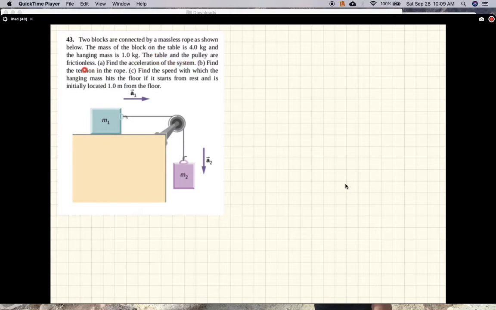The table and the pulley are frictionless. Find the acceleration of the system, find the tension in the ropes, and find the speed with which the hanging mass hits the floor if it starts from rest and is located 1 meter from the floor. All right, let's find the acceleration of the system.